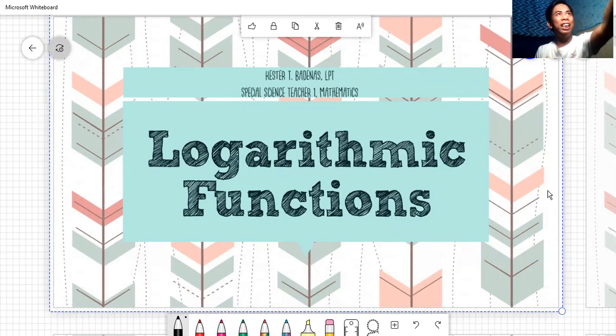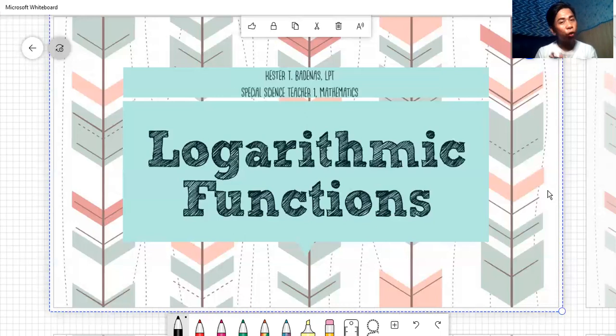Before we start, I would like to apologize for the low quality of my camera and my lights because I haven't received the mini HDMI that I need to use my DSLR camera as my webcam. Since my face is small for the presentation, I guess it's okay. So that's it. Let's have logarithmic functions.